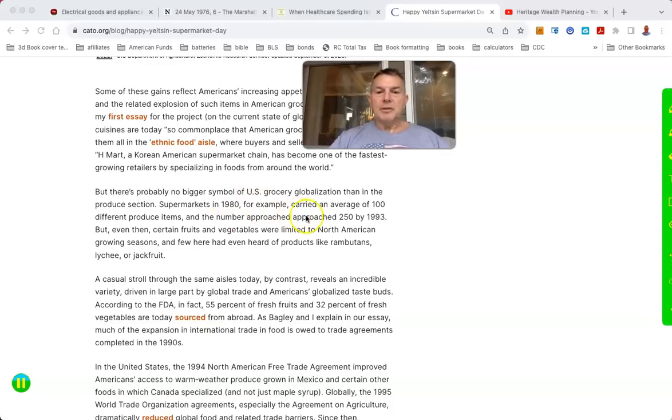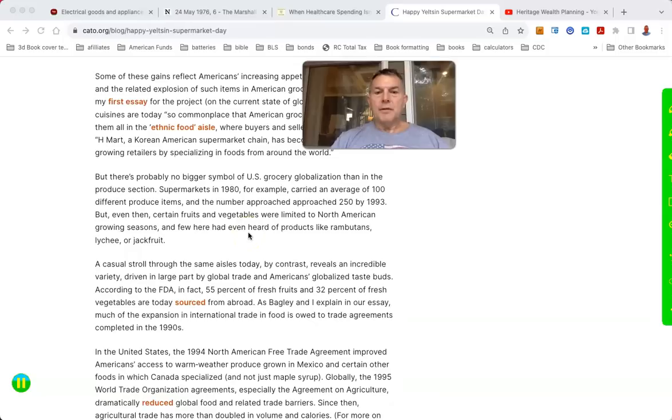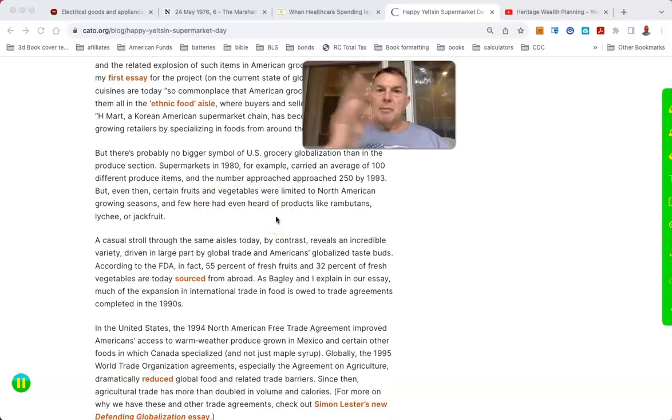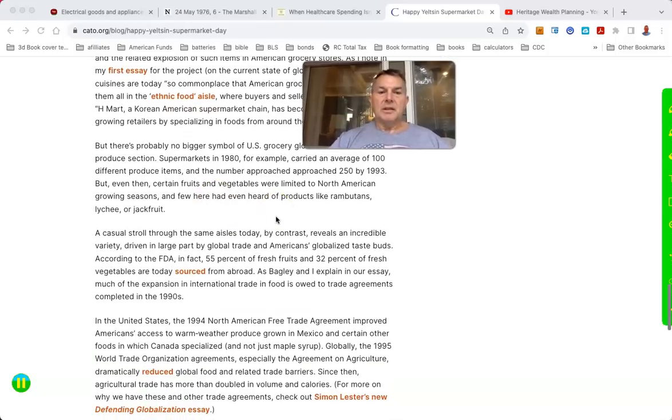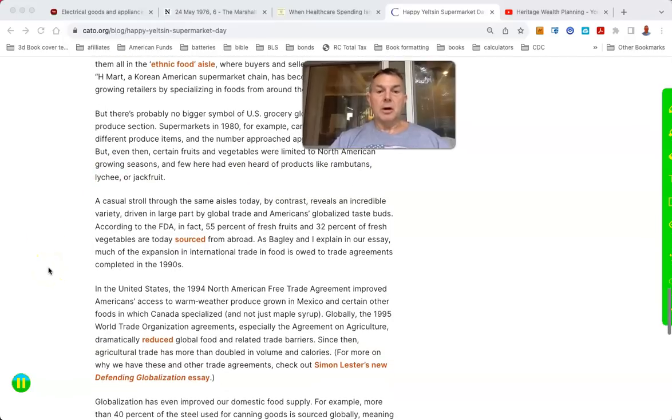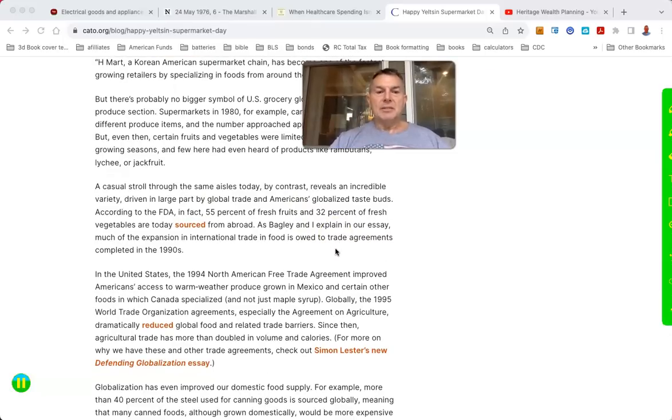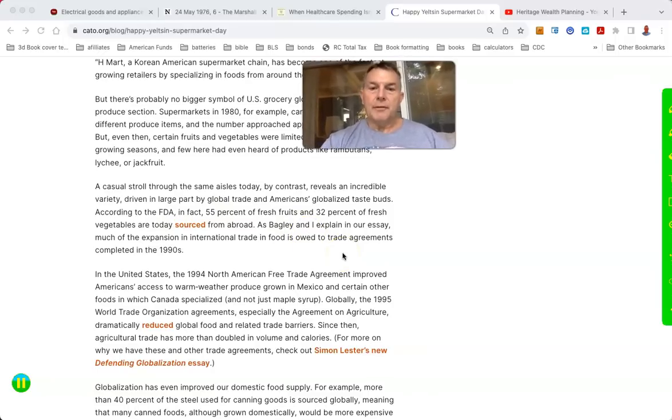Supermarkets in 1980, for example, carried an average of 100 different produce items, and the number approached 250 by 1993. But even then, certain fruits and vegetables were limited to North American growing seasons, and few had even heard of products like rambutans, lychee, or jackfruit, which I don't know what they are. A casual stroll through the same aisles today reveals an incredible variety driven by global trade and Americans' globalized taste buds. According to the FDA, 55% of fresh fruits and 32% of fresh vegetables are sourced from abroad.